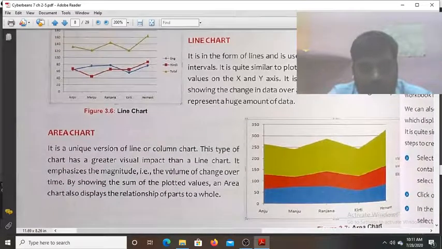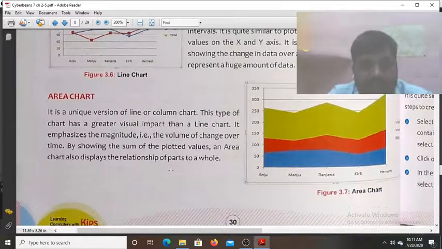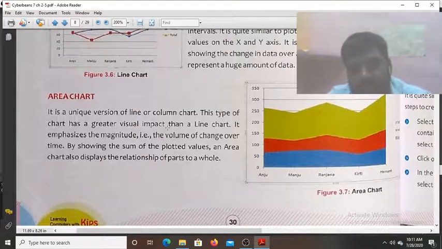So next, area chart. An area chart is a unique version of the line or column chart. Here both are mixed, the line chart and the column chart. You can see the lines, and you can see the height also. So this type of chart has a greater visual impact than a line chart. It emphasizes the magnitude and the volume of change over time by showing the sum of the plotted values.